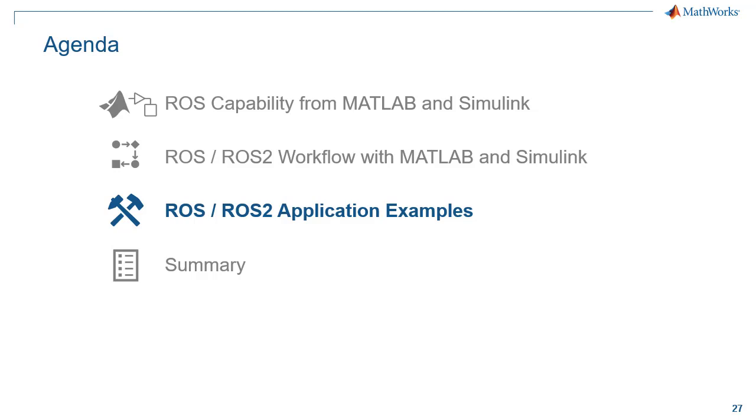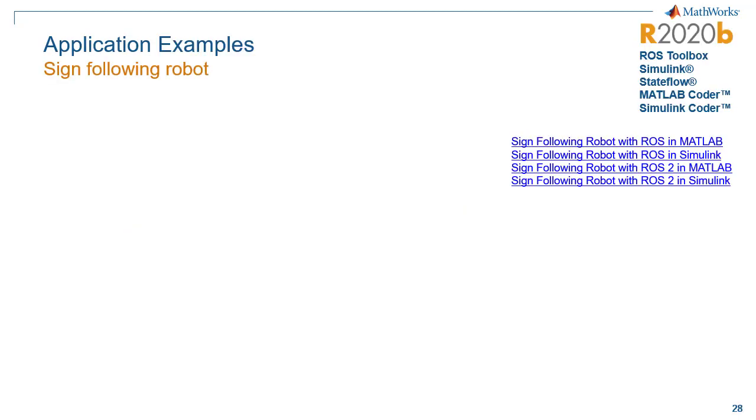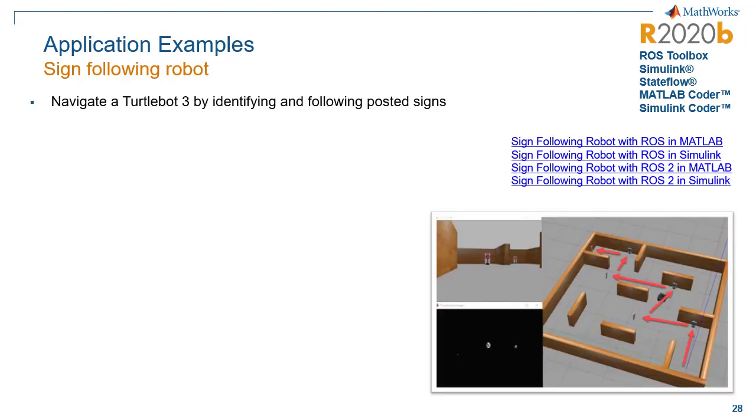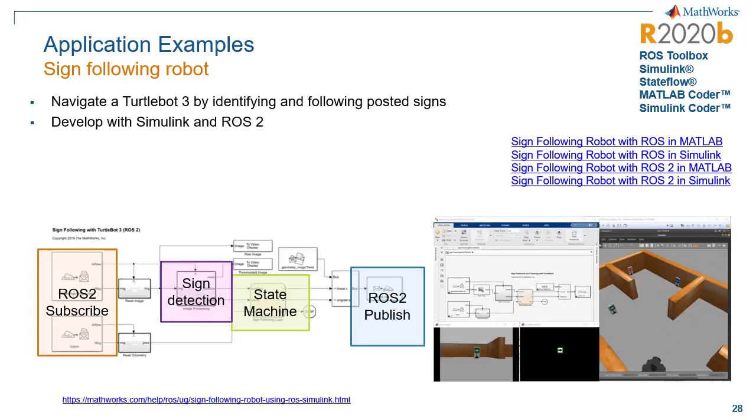Now that we have a good idea about the capability offered by ROS Toolbox, let's get into a couple of application examples. The first application example that I'm going to show is a sign following robot. The robot, the Turtlebot 3 in this case, will identify posted signs and follow them to the given destination.